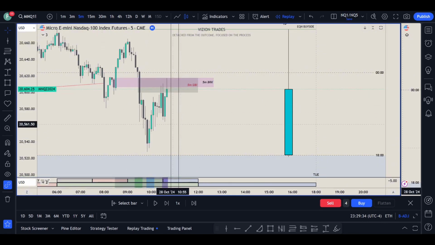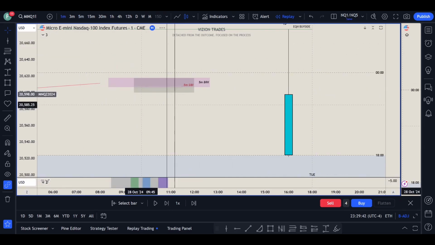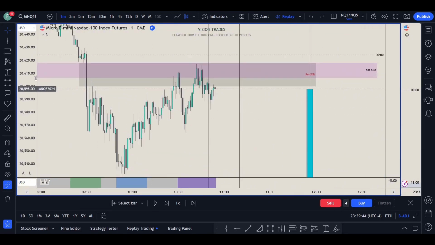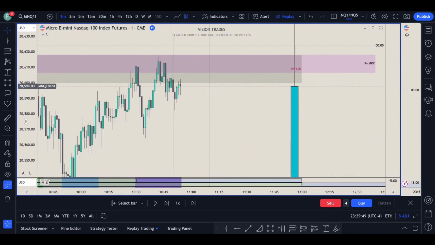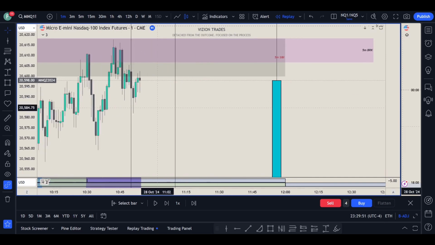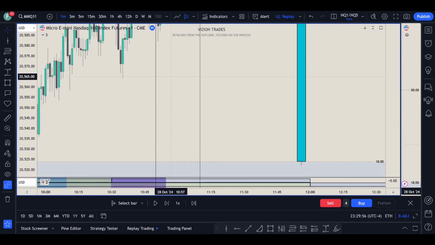I'm gonna wait for the 1050 macro, but let's see. So okay, that's great reactions. Now this is the 1050 macro right here. 1050 opens up, and you can see we're just wicking into this unicorn right here. Now I'll look for a 1-minute model out of it, out of this area, to target this low down here.